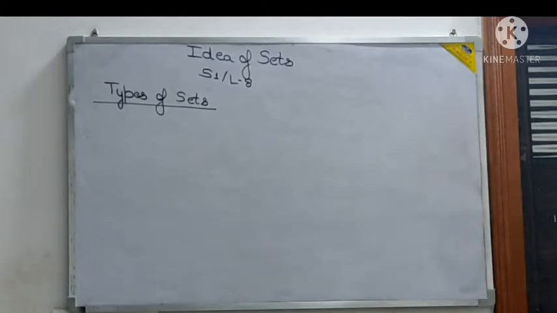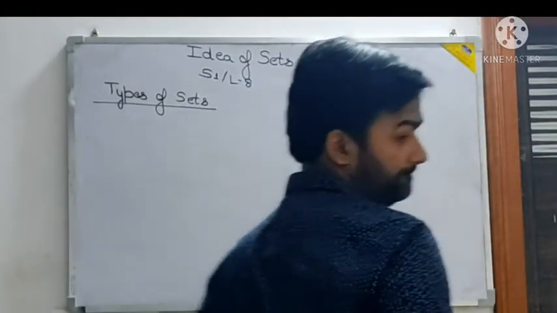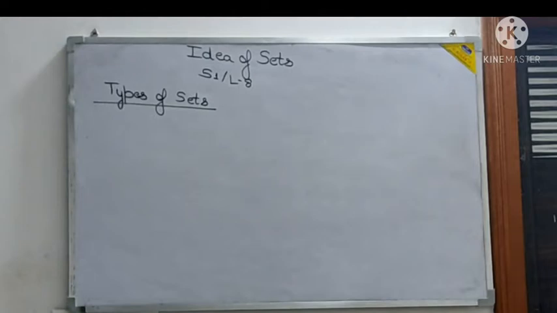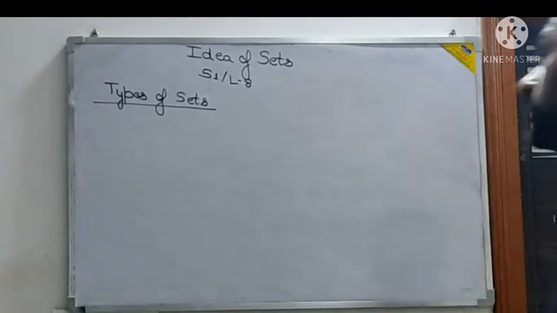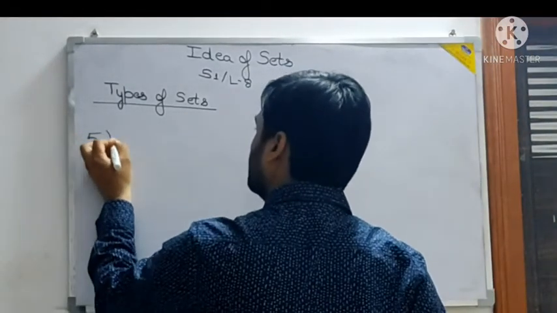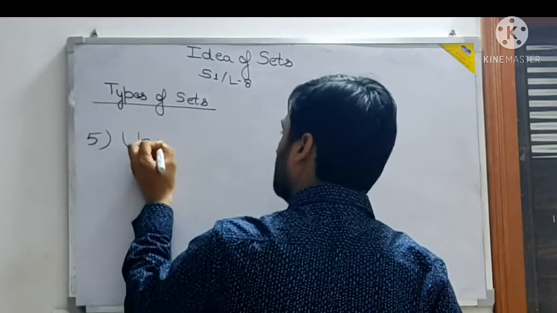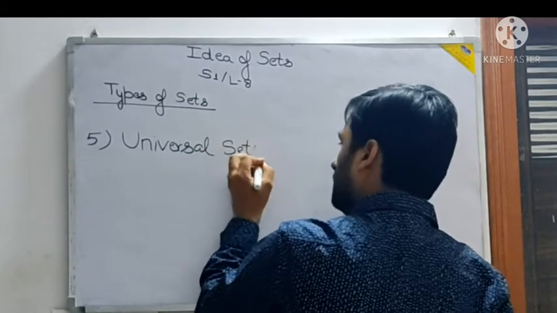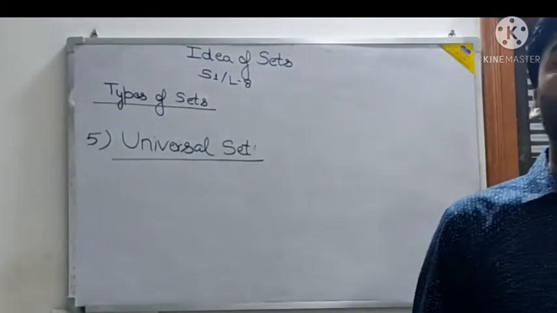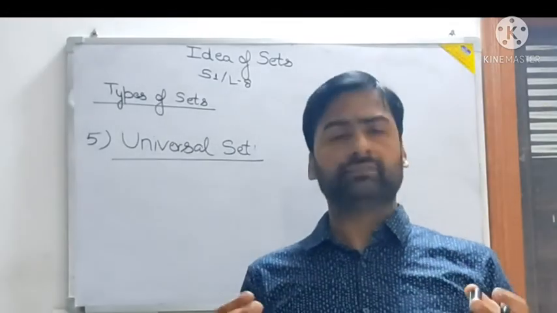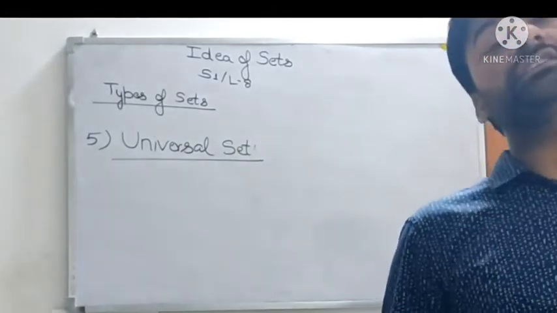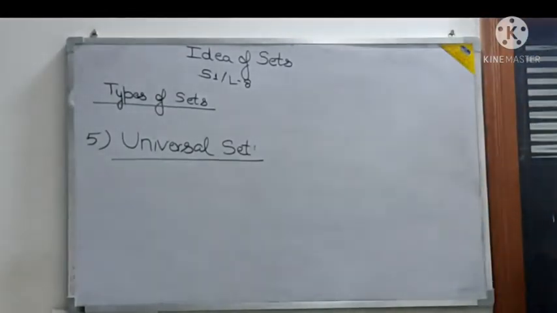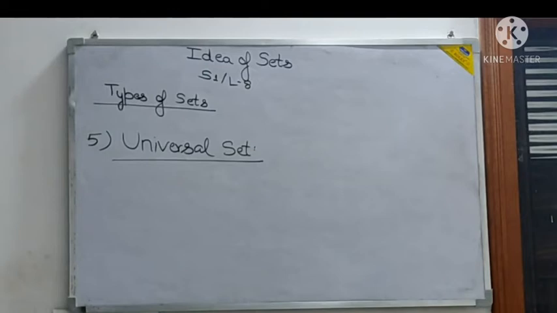Then the next type, the fifth type, is universal set. You must know about the universe. Universe includes everything. Everything? Yes or no? That means universal set means what? A set that contains all the elements. Means if you are considering all the possible things under a particular discussion.